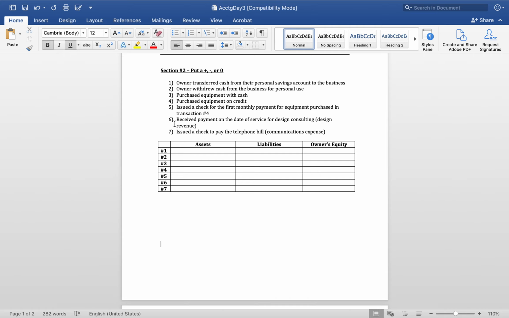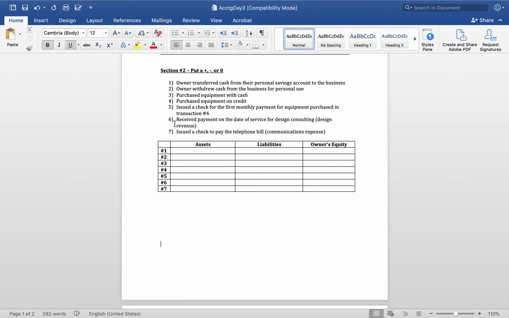Number 2, owner withdrew cash from the business for personal use. This is the exact opposite. Minus 0 minus, we lost cash from the business. We lost cash out of capital. Number 3, purchased equipment with cash. So what did we gain? We gained equipment. What did we lose? We lost cash. That's all that happened. So plus minus in assets, 0 for liabilities, and 0 for owner's equity.